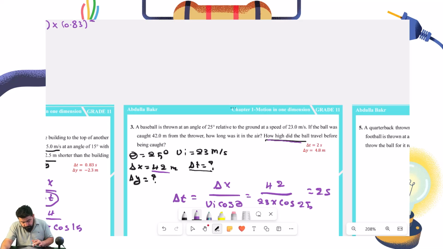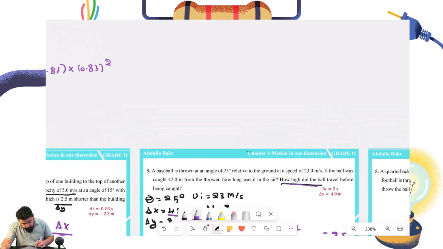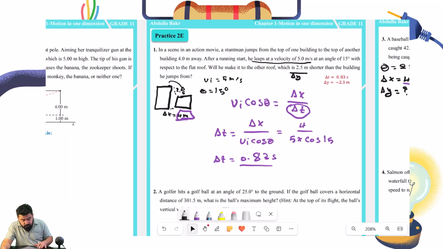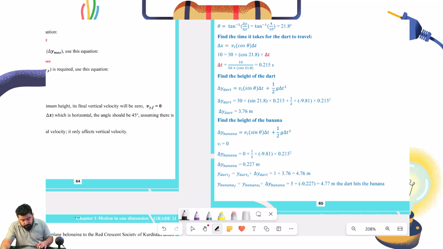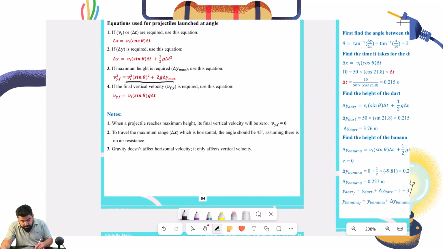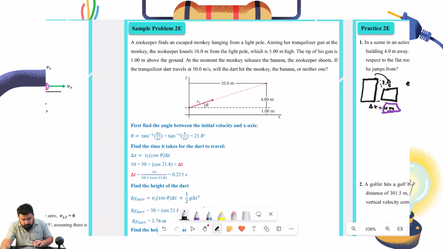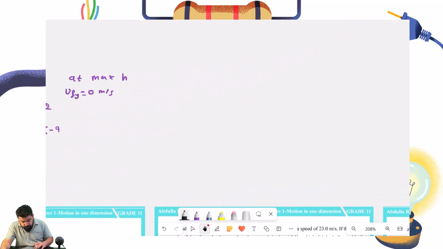Be careful. Okay, now a simple note, and I talked about this too. I said that at maximum height, Vy final is equal to 0 meter per second. Now I said which equation you're going to use for finding the maximum height, sorry, this one. V final squared. So I'm going to use this equation.